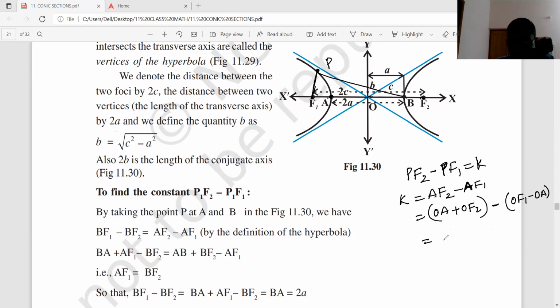OA is A. OF2 is C, and OF1 is C. OF1 or OF2, both are the same distance C. Minus to minus becomes plus, so OA plus OA, this is A, this becomes 2A. Hope you are clear.